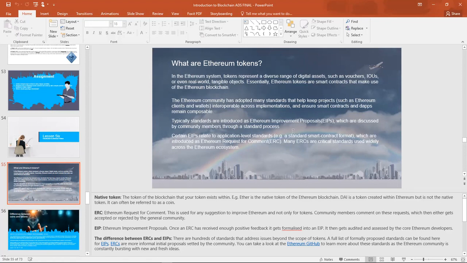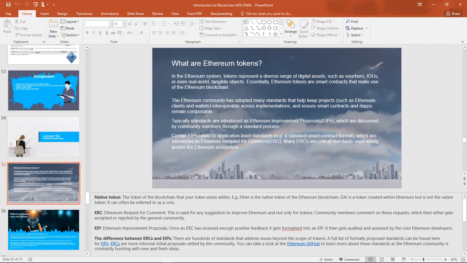Typically standards are introduced as Ethereum Improvement Proposals, EIPs, which are discussed by community members through a standard process. It's a proposal that the community of developers, or anybody involved in the Ethereum ecosystem, comes up with, saying this is the standard we will be following. For Celo, they call them CIPs, Celo Improvement Proposals. It's a document that follows the standard way: you write a problem statement, you write the improvement that you want, and you write the standard way of writing the functions.